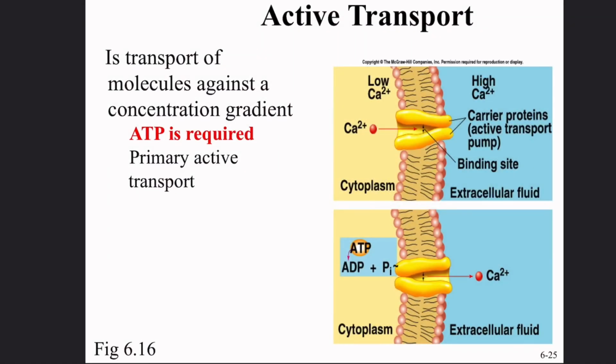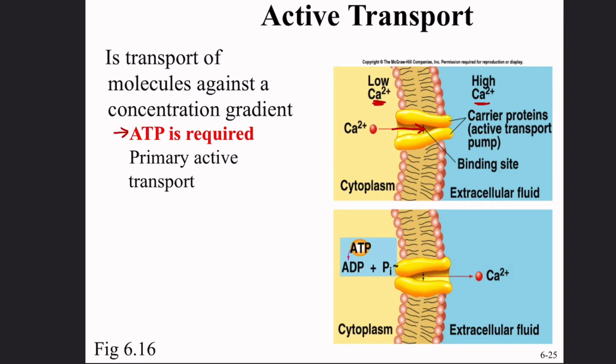Active transport is the transport of molecules against their concentration gradient, which means going from a place of lower concentration and pushing through to higher concentration. It is going against what it would naturally do. It's going against its concentration gradient, and so it requires ATP.